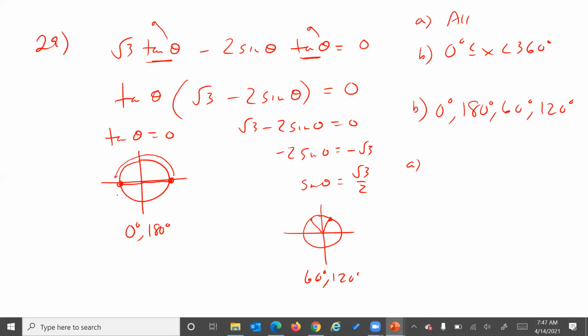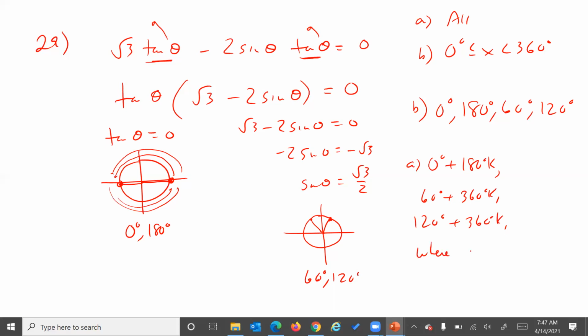Fun little piece right here. Notice it's a half a rotation all the time, right? So it's going to be 0 degrees plus 180 degrees K. That takes care of the 0 and the 180 at the same time. Perfect. Then I have 60 degrees plus 360 degrees K, 120 degrees plus 360 degrees K. And how about this? Where K is an integer.